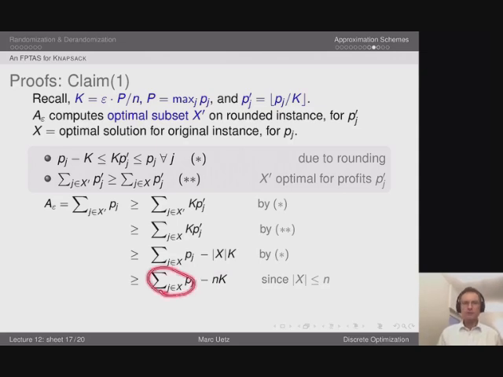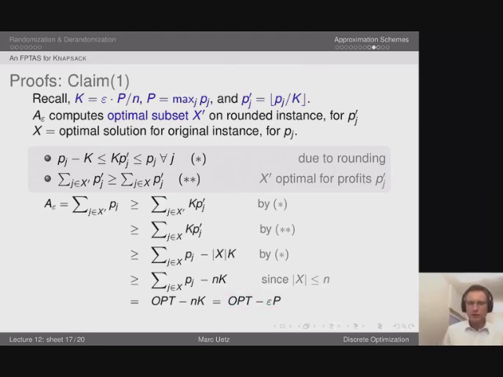Now, as I already said, this is the optimum solution. So what I have is the optimum solution value minus n times k. And now you see why we chose the scaling parameter k in the way we did, because n times k, if you have a look up here, the scaling parameter k was epsilon times P divided by n. So n times k is just equal to epsilon times P. So we get that the solution value obtained by our algorithm is at least as good as the optimum solution value minus epsilon times capital P.